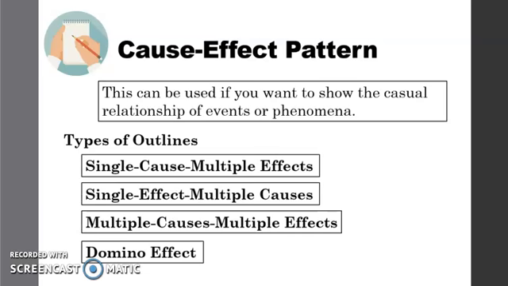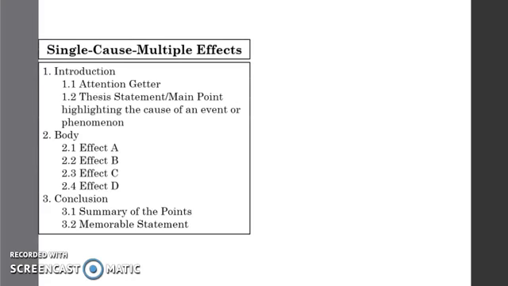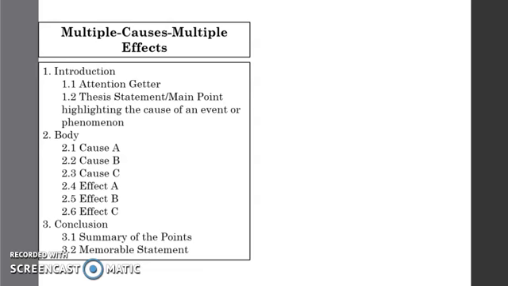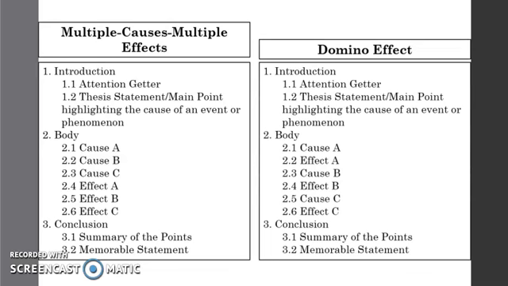For this type of pattern, we have the following types of outline. We have single cause, multiple effects, single effect, multiple causes, multiple effects, and the domino effect. For the single cause, multiple effects, and the single effect, multiple causes, this is how the outline looks like for each type. And then for the multiple causes, multiple effects, and the domino effect, I have here how the outline looks like. You may pause this one for better understanding.